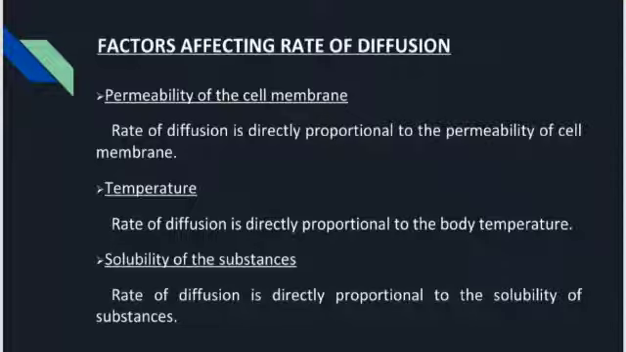Factors affecting rate of diffusion. First, permeability of the cell membrane. Rate of diffusion is directly proportional to the permeability of the cell membrane. Second, temperature. Rate of diffusion is directly proportional to the body temperature. Third, solubility of the substances. Rate of diffusion is directly proportional to the solubility of the substances.